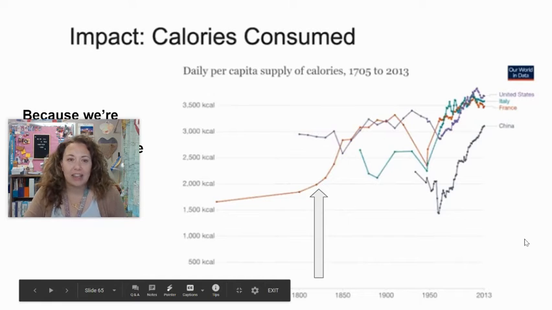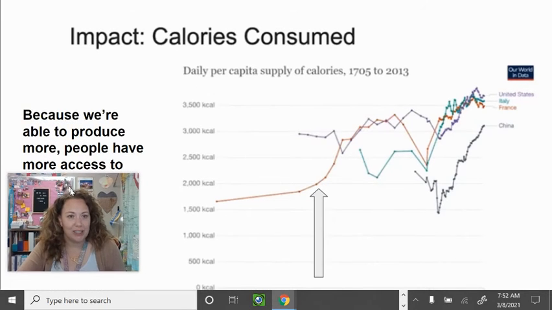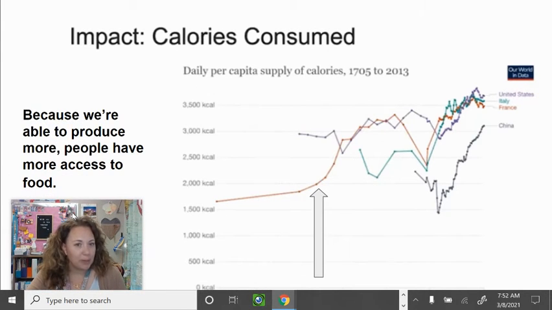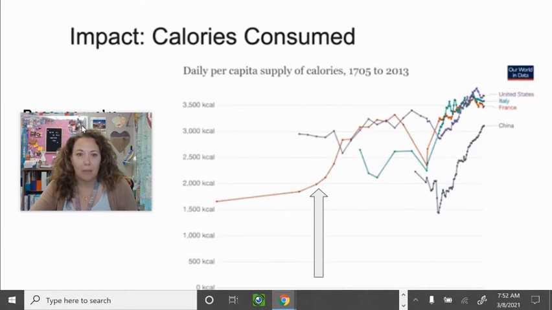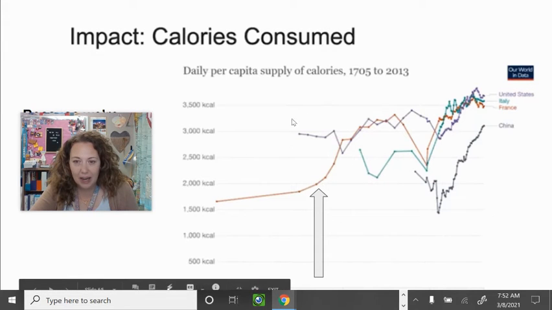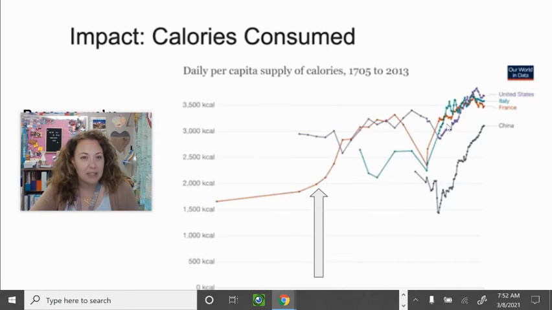All right, check this out. Calories consumed. So if we tie this, because we're able to produce more, people have more access to food. Therefore, we eat more. Daily per capita supply of calories. I mean, of course, it shouldn't surprise you, the United States is like at the complete top of this. You can see on this chart, and this is 1705 down here to 2013, you can definitely see where there were dips in supply.